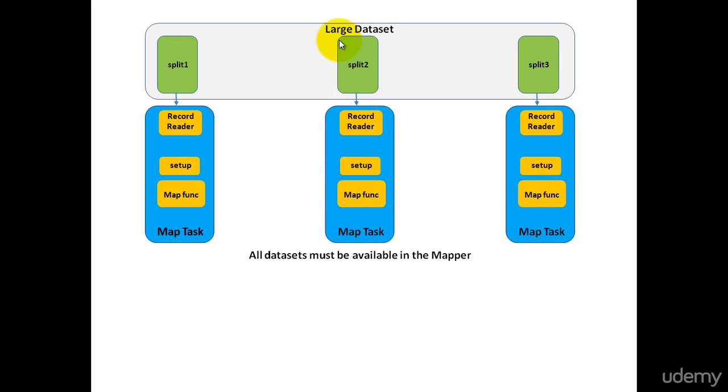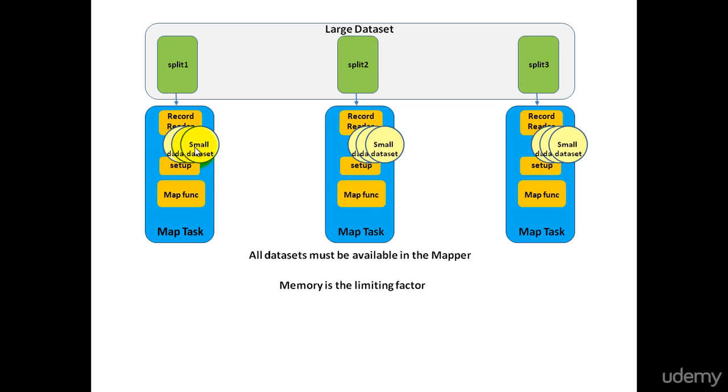At the most, you can read one dataset from the input split. Then what about the other datasets? All the other datasets must be copied to the memory of the map task. So memory is the limiting factor here. That's the reason why all the datasets must be small except for one dataset.